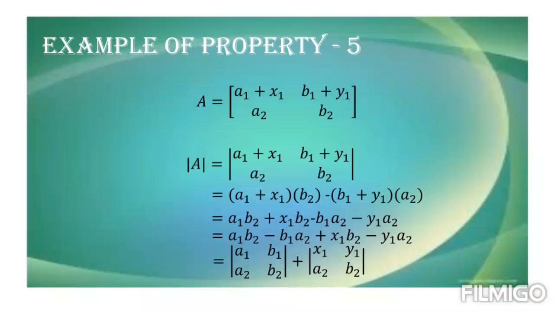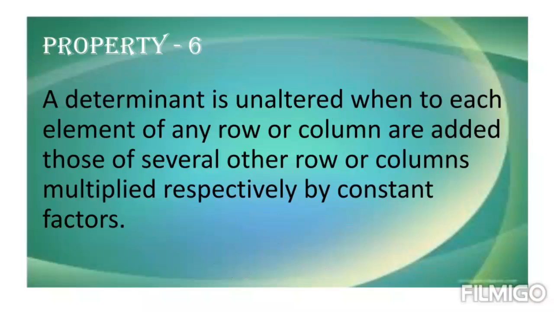Now we can replace A1 B2 minus B1 A2 as the determinant of A1 B1 A2 B2, plus we also get the determinant of X1 Y1 A2 and B2. Now we get those two determinant terms. Okay, this is our proof. Let's see our next property.